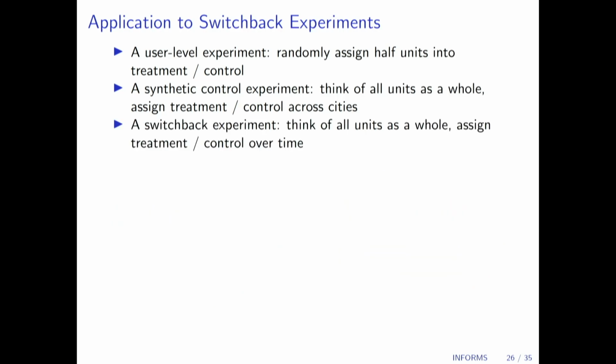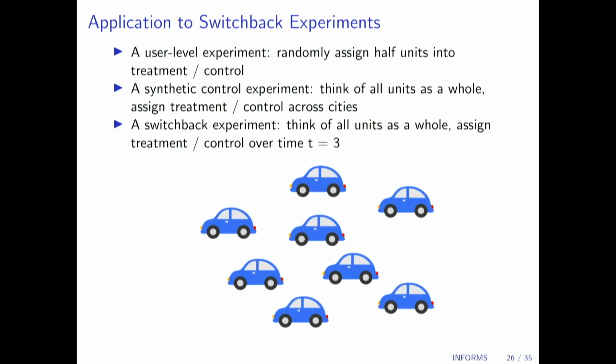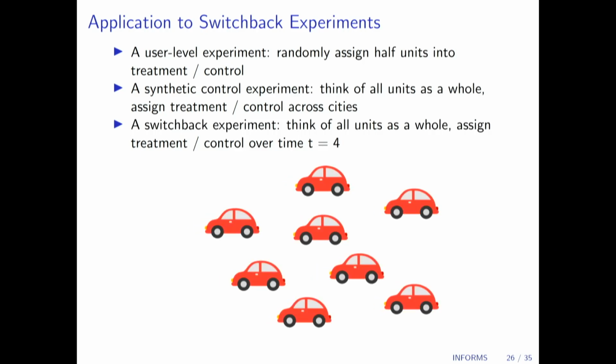The third piece of experiment that people usually run is the switchback experiment. Under the switchback experiment, we usually think of all the units as a whole unit. But instead of running it at the city level, we run it within the same city and split treatment and control across time. So we're running a time split experiment. For example, we can do treatment in day 1, control in day 2, and then treatment in day 3, control in day 4. So we're always switching back and forth between treatment and control. And that's where the name switchback experiment comes from.